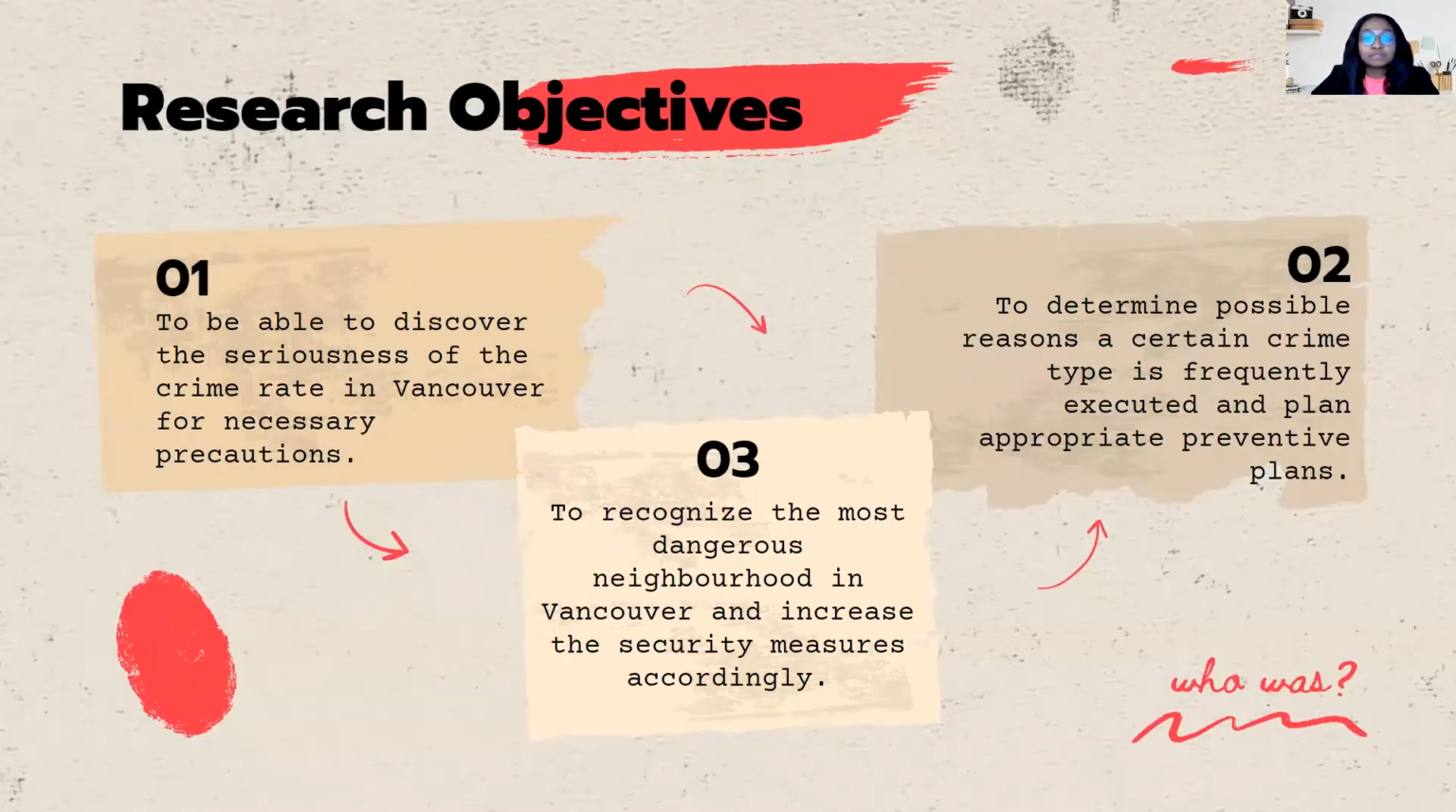Next, with the research objectives respectively. Number 1, to be able to discover the seriousness of the crime rate in Vancouver for necessary precautions. Number 2, to determine possible reasons a certain crime rate is frequently executed and plan appropriate preventive plans. Number 3, to recognize the most dangerous neighborhood in Vancouver and increase the security measures accordingly.